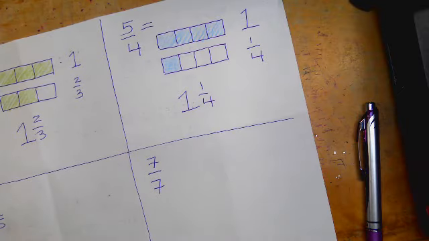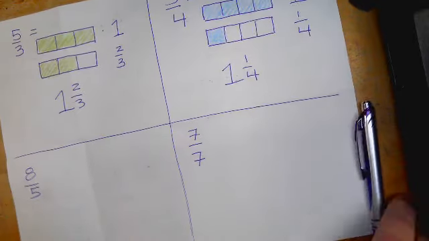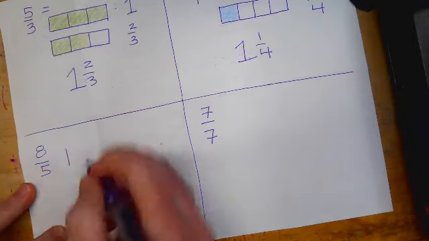So 5/4 is the same thing. If you squint your eyes, that's 1 whole, and this is 1 out of 4. Okay, let's do the next one.